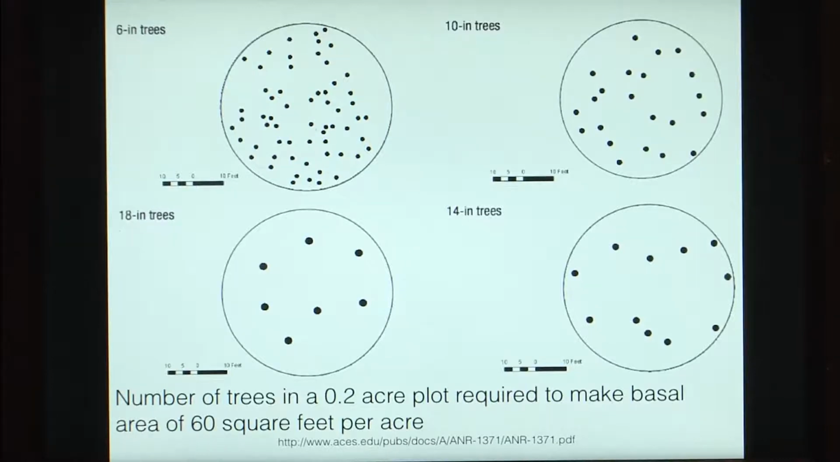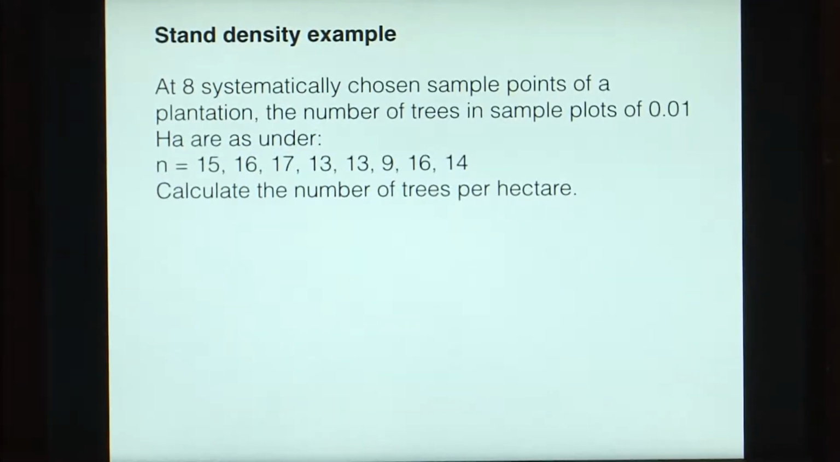So, now to take an example. Here we have 8 symmetrically chosen sample points of a plantation, the number of trees in sample plots of 0.01 hectare are as under, and we need to calculate the number of trees per hectare. So, what do we have here? We have 8 sample plots, and in each of the sample plots the number of trees has been counted. The area of each sample plot has been given as 0.01 hectares, and we need to calculate the number of trees per hectare. Now, number of trees per hectare would give us the number density in the stand.